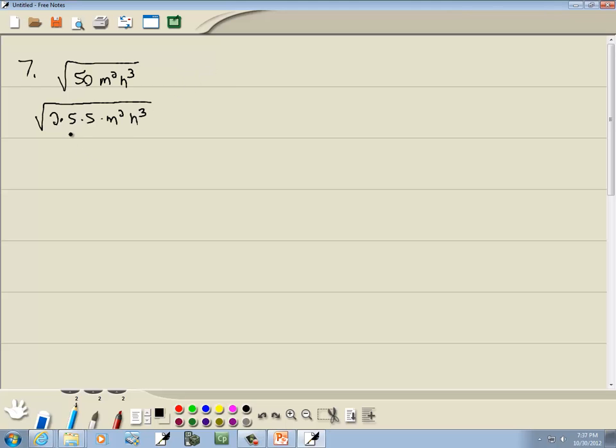With our numbers, this is a square root, so it's by default 2 for the index. We're looking for a pair of somethings. Here's a pair of 5's, and those are going to come out as a single 5. Now our m's. Let's figure out how many m's come out. We take our power, which is 2, and divide by our index, which is 2 for a square root. 2 divided by 2 is 1 with a remainder of 0. So this is how many come out, and this is how many stay in. So 1 m comes out and 0 m's stay in.